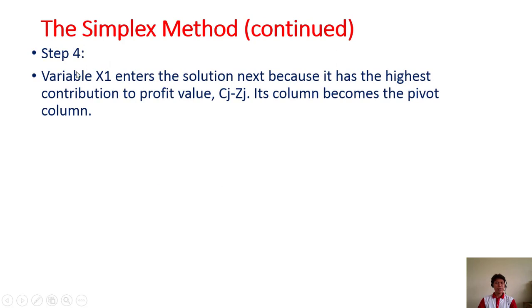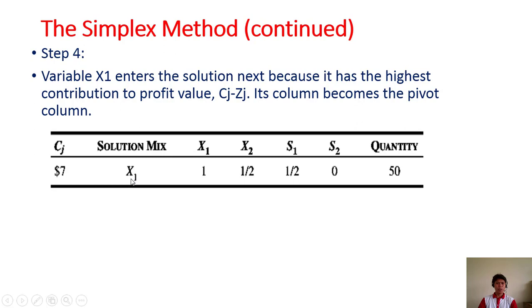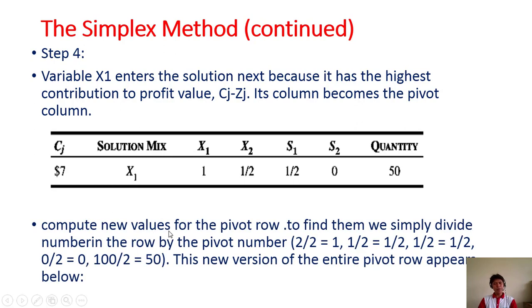And step number 4 is variable x sub 1 enters the solution next because it has the highest contribution to profit value, Cj minus Zj. Its column becomes a pivot column. So this one is the pivot column. To compute new values for the pivot row, we simply divide the number in the row by the pivot number.